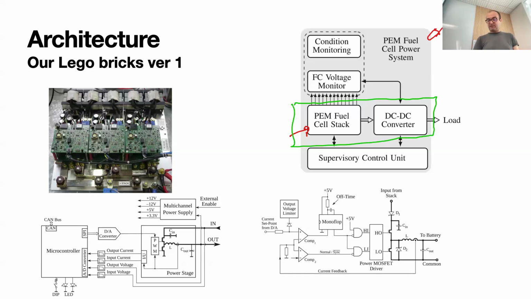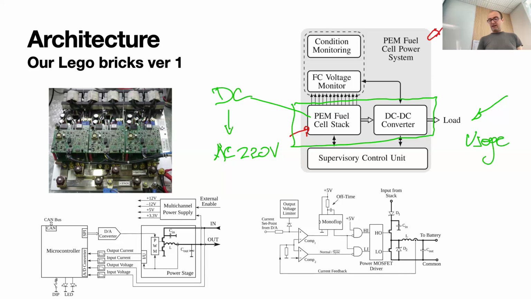So the PEM fuel cell produces DC voltage depending on the stack size or whatever. And if somebody wants to connect it from the outside, it has to either change this DC to AC 220 volts and use it with a standard plug, or use a DC-DC converter so that it can adjust the required voltage for usage. And that was our goal.